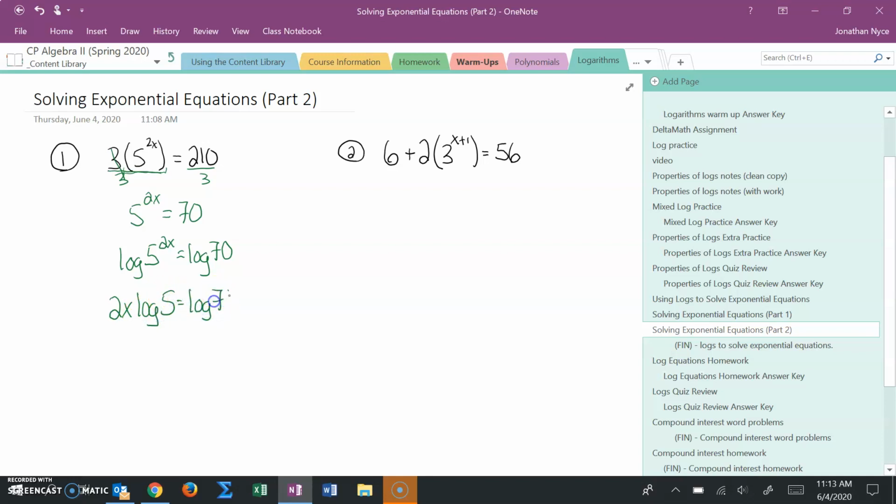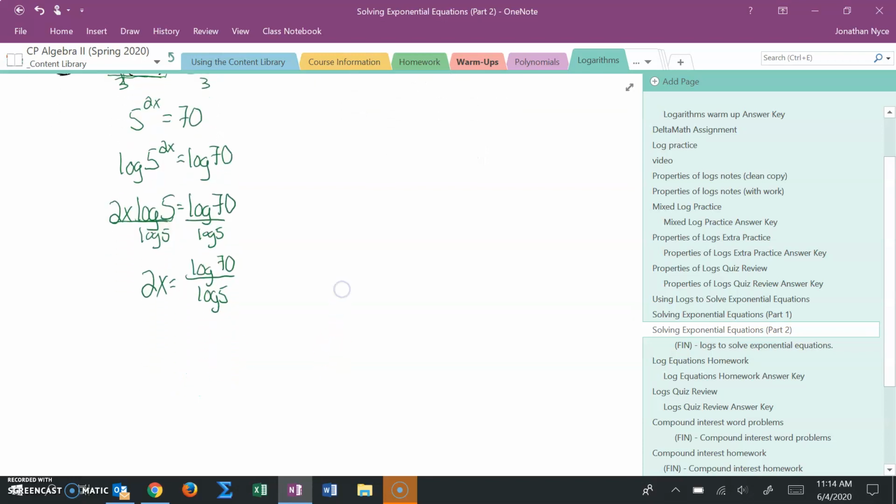And then it's just algebra from there. Remember, log 5 is a number. So we can divide both sides by log 5. We have 2x equals log of 70 divided by the log of 5. And then we can divide all that by 2.